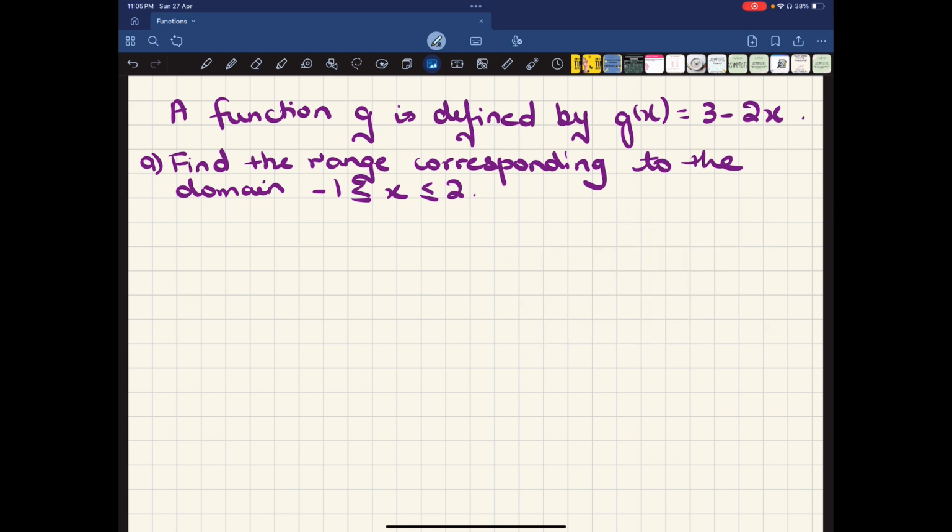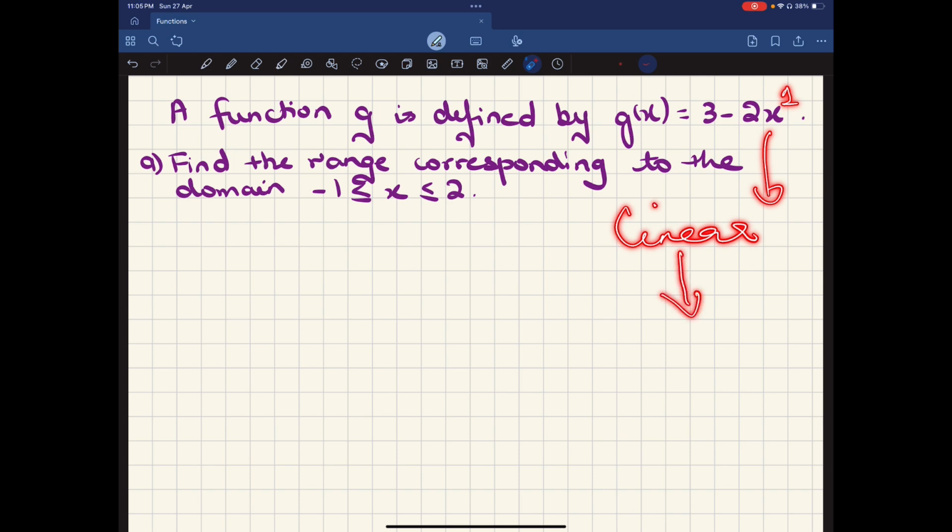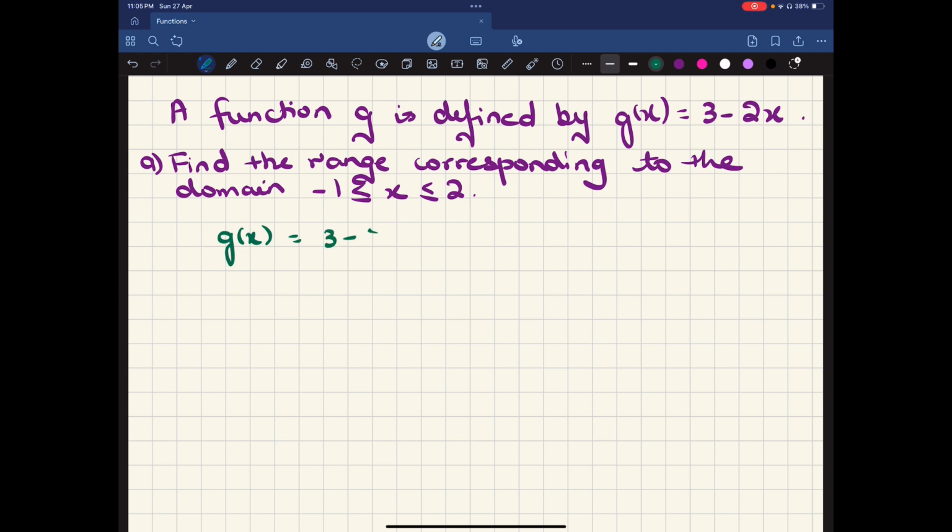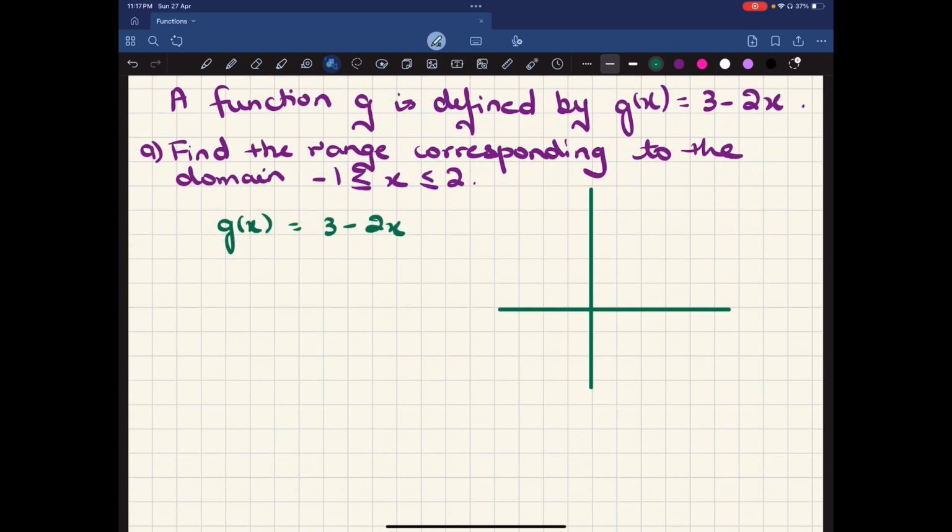Okay, so now see. First, you need to understand what function this is. Since the power of x is 1, it is a linear function. What is a linear function? It is a straight line graph. So we're going to quickly sketch g of x is equal to 3 minus 2x. How do we sketch a linear function, or any function for that matter? We first find the intercepts.